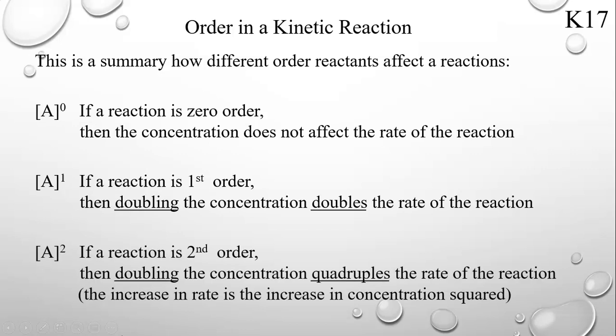A squared. If the reaction is second order, then doubling the concentration quadruples the rate of the reaction. The increase in rate is the increase in concentration squared. So you're squaring the concentration to get the rate, how fast the reaction is taking place.